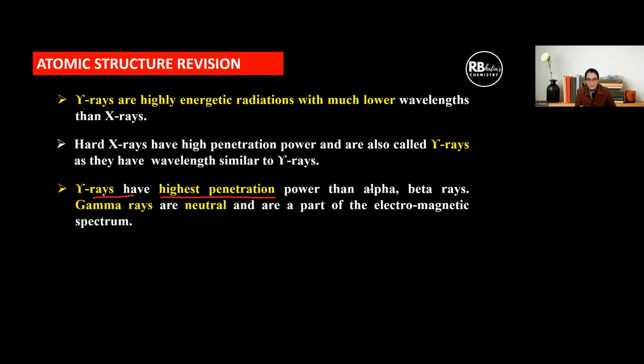Why? Because they are neutral and are a part of the electromagnetic spectrum. They have high speed and no mass. So these have the highest penetration power in comparison to alpha and beta rays. So these were the specifications of alpha, beta, gamma as according to NCERT.